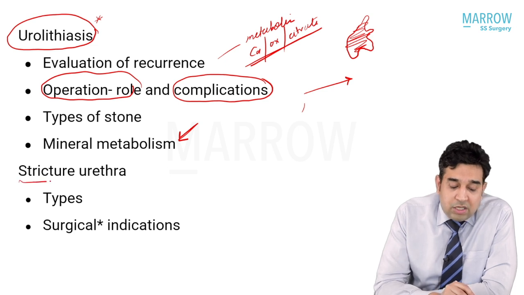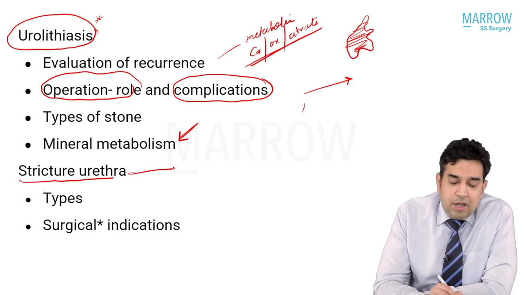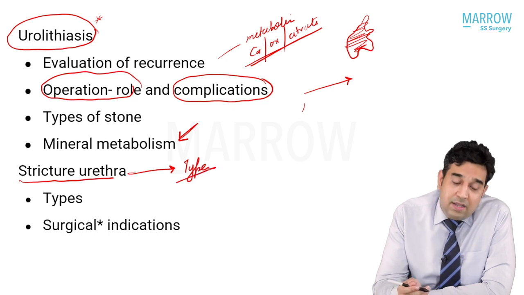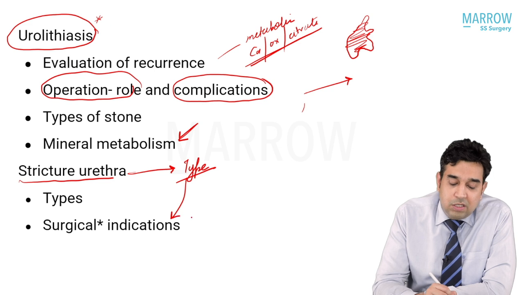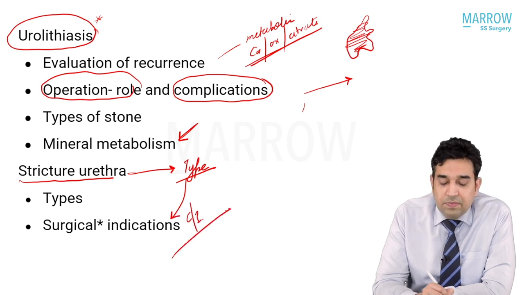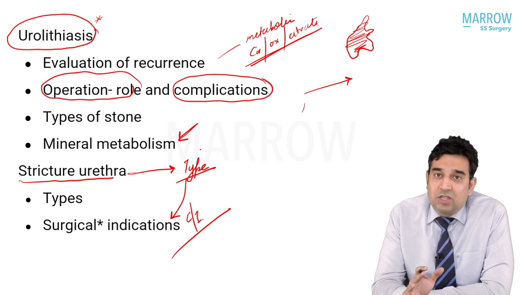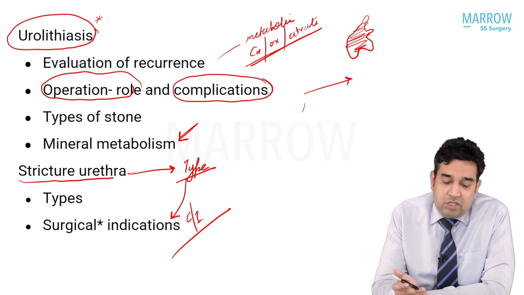Then talking about stricture urethra, reconstructive, here you should basically know about the type of strictures that are there. We should know what kind of surgery we can offer in these strictures, what are the indications of these surgeries, what are the contraindications of these surgeries. And basically, we should know about how to manage a stricture, eventual follow-up of the stricture, a complication if the stricture is not managed.